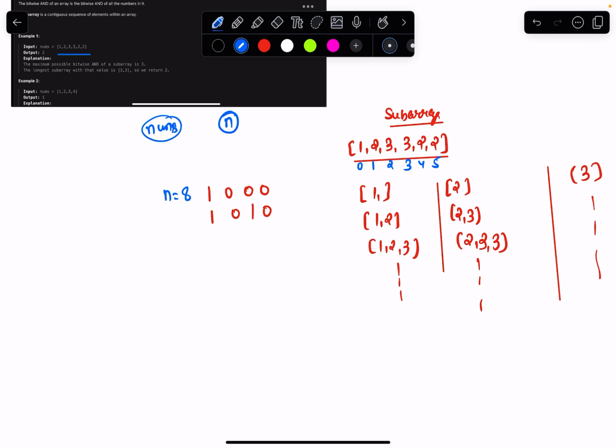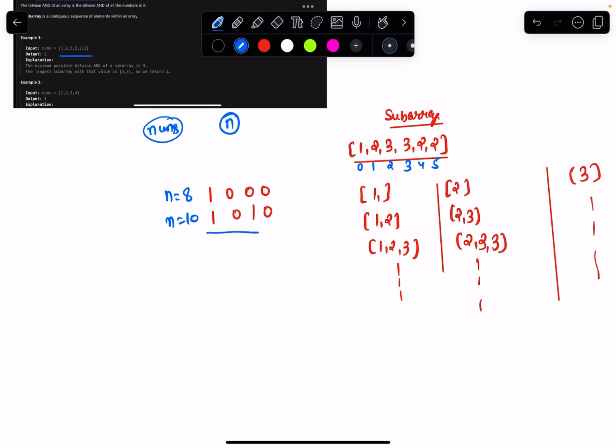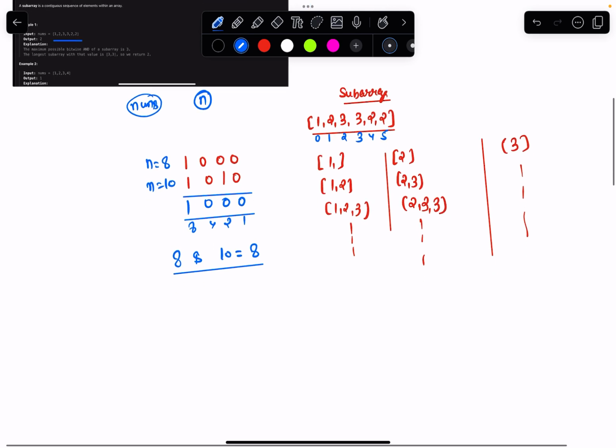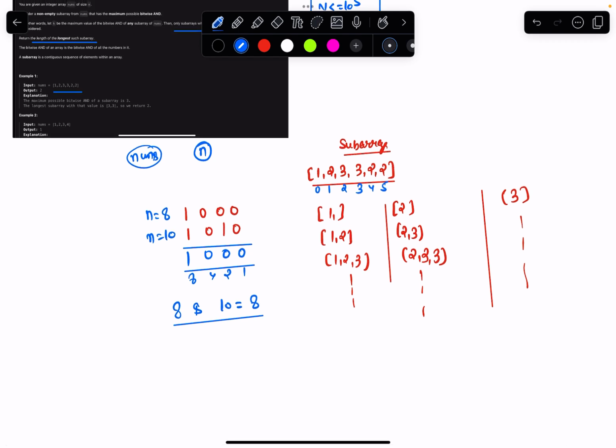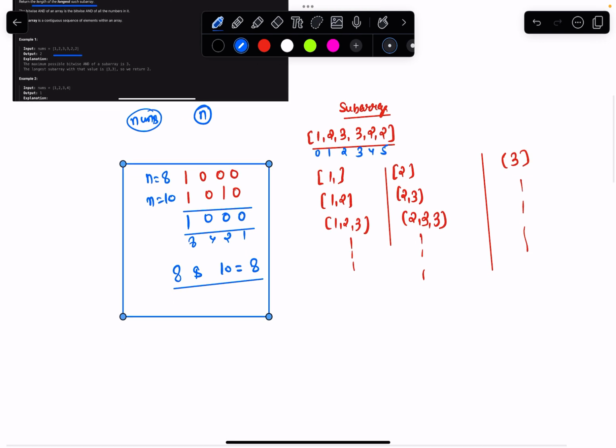For n equal to 8 and n equal to 10, bitwise AND means the value is 1 only if both bits are 1, otherwise we take a 0. So we get 1 0 0 0. That's the bitwise AND of 10 and 8, which is 8, a multiple of 2. That means the bitwise AND of 8 and 10 is 8. If you have an idea about bitwise AND, then you can solve this question. The subarray concept is also there.